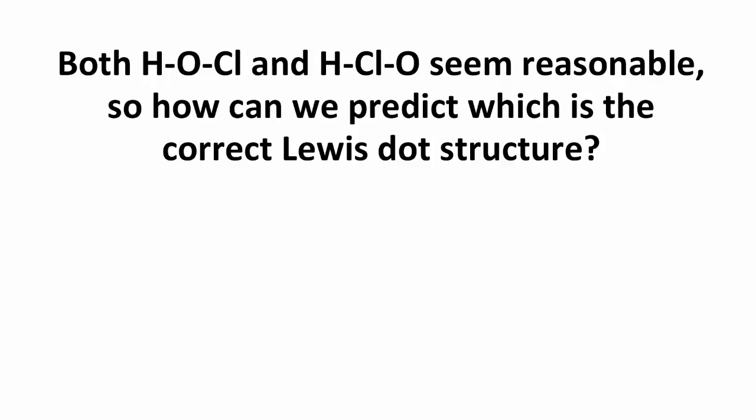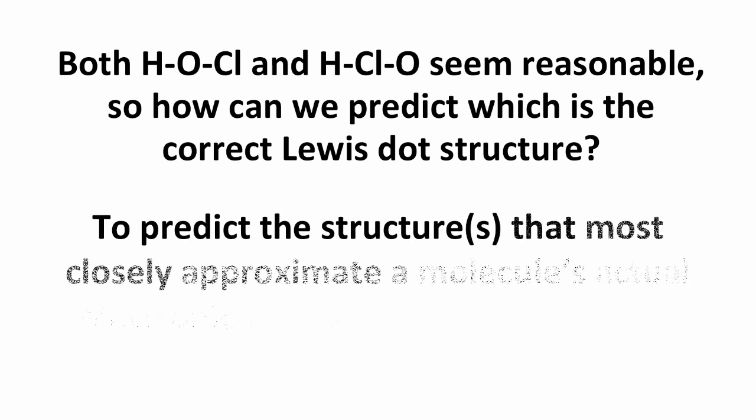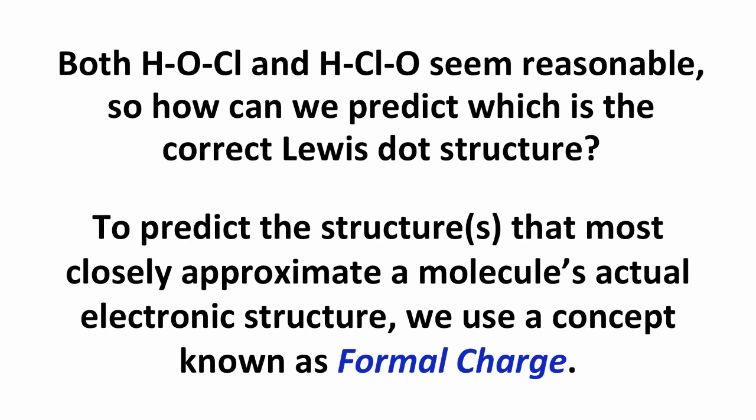So both of these seem reasonable. They fulfill the octet rule. How do we make a prediction of the actual molecule? In order to do this, we introduce a concept known as formal charge. This is a method that is used to differentiate when there's more than one Lewis dot structure we can draw that seem reasonable. Essentially what we do is we assign a charge to each atom in the molecule and then compare that to the formal charges on atoms in the other structure, and then use a couple simple rules to make our prediction.